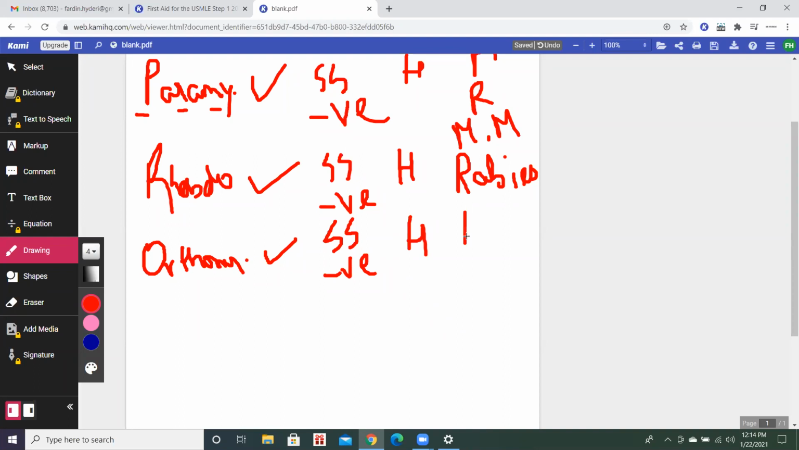Another one: is orthomyxovirus segmented or not segmented? Segmented. How many segments are there? 8 segments.